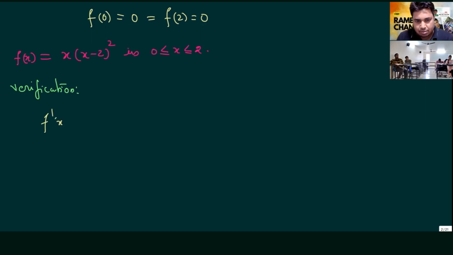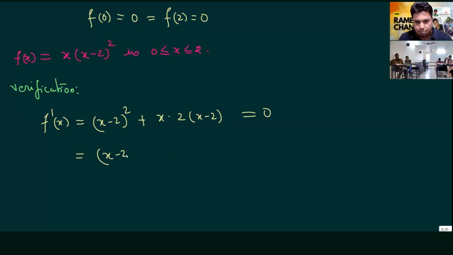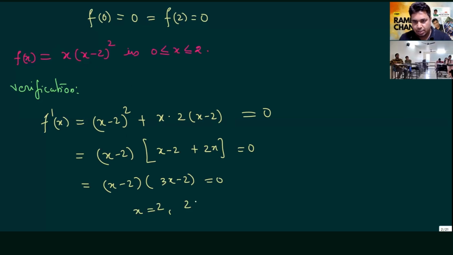So just take f dash x. You can either expand it or differentiate using the u into v rule. So I'm going to use the u into v rule here. Now let's differentiate it. Differentiation of x is 1, so (x minus 2) whole square plus x into the differentiation of that, which is 2(x minus 2), and this is equal to 0. You can take x minus 2 as common here, so you will get (x minus 2) plus 2x equal to 0. So (x minus 2)(3x minus 2) equal to 0, meaning x equals 2 and 2 by 3.